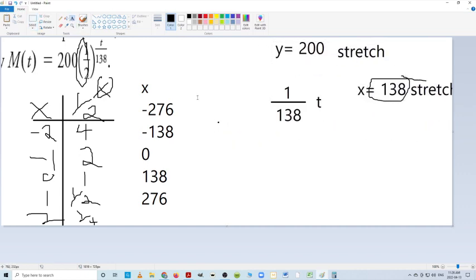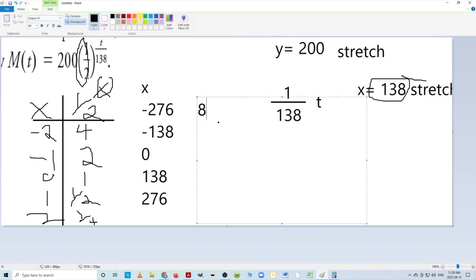So instead of 4, I get 800. Instead of 2, I get 400. Instead of 1, I get 200. Instead of a half, I get 100. And instead of a quarter, I get 50.